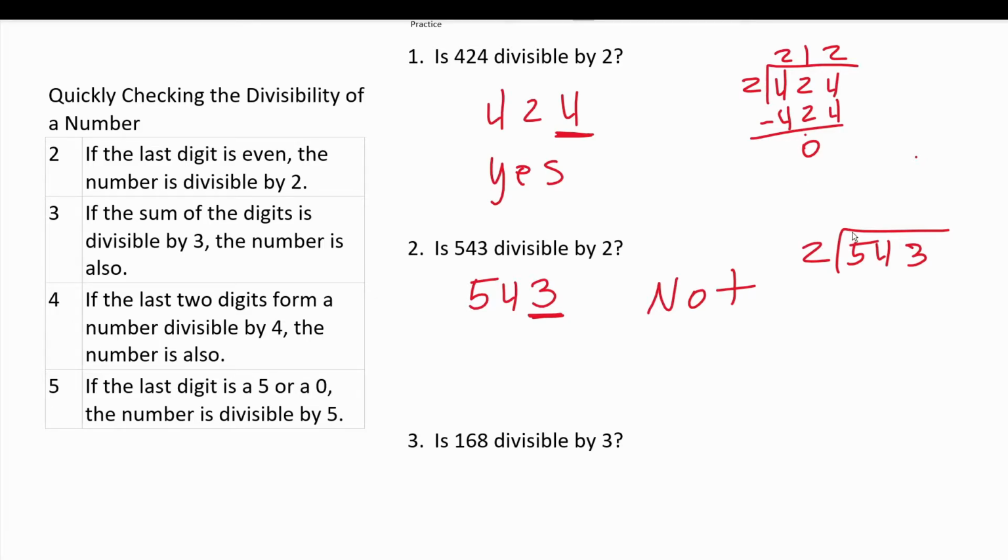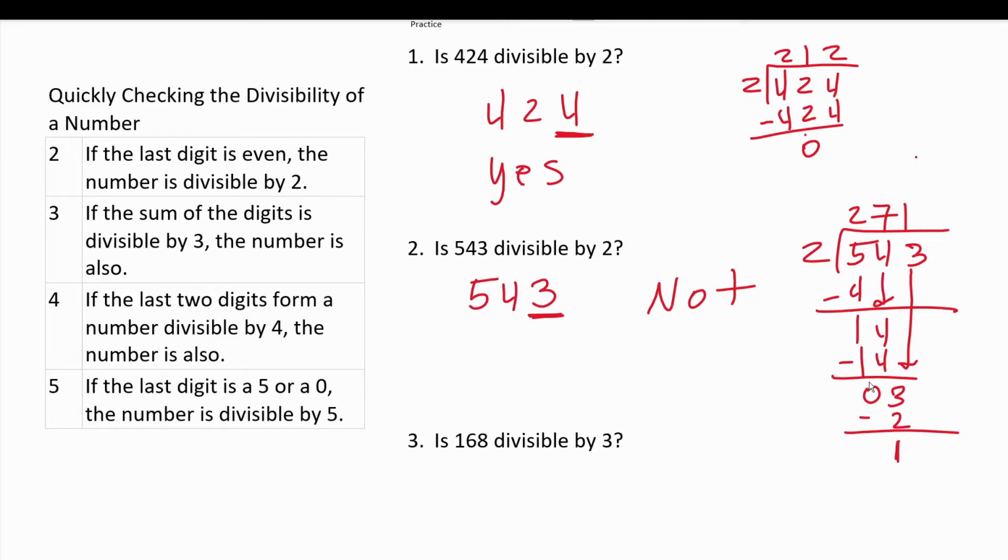So 2 goes into 5 2 times without going over. 2 times 2 is 4. 5 minus 4 is 1. Drop down this 4. 2 goes into 14 7 times without going over. 2 times 7 is 14. 14 minus 14 is 0. Drop down our 3 now. 2 goes into 3 one time without going over. 2 times 1 is 2. 3 minus 2 is 1.